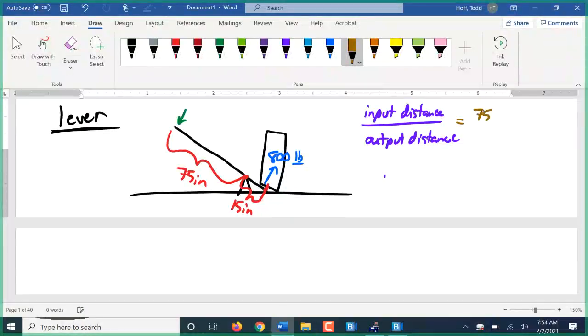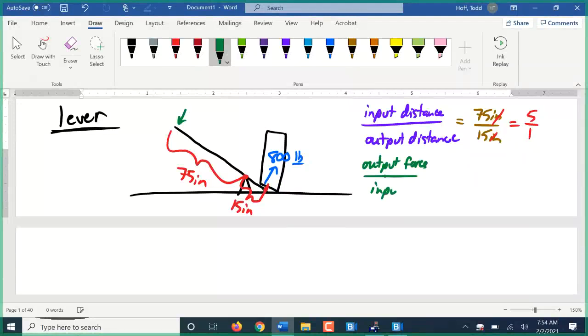Input distance is 75 inches, output distance is 15 inches. The inches cancel out, that's a ratio of 5 to 1. Well, we know our mechanical advantage will also be that, but the mechanical advantage, of course, is inverted. It's the output force over the input force.